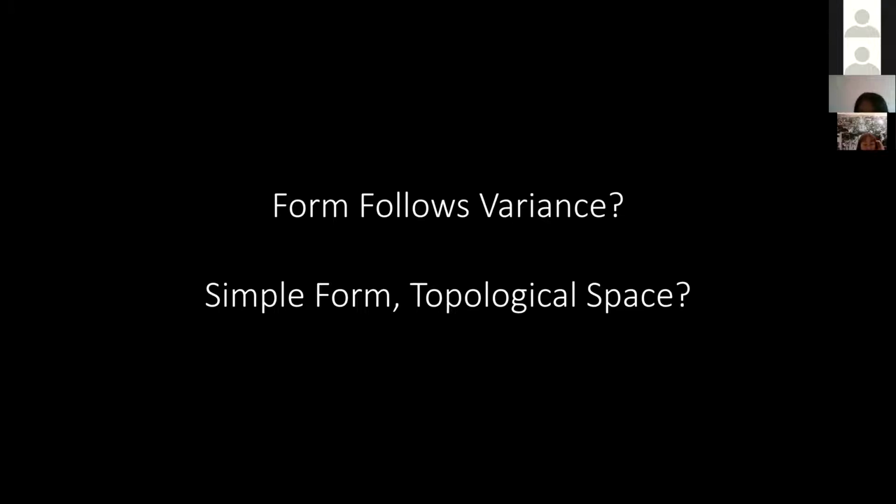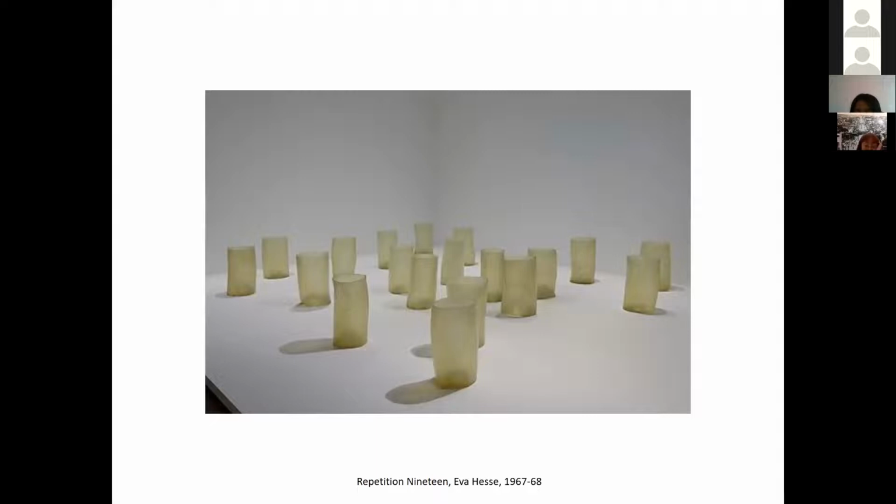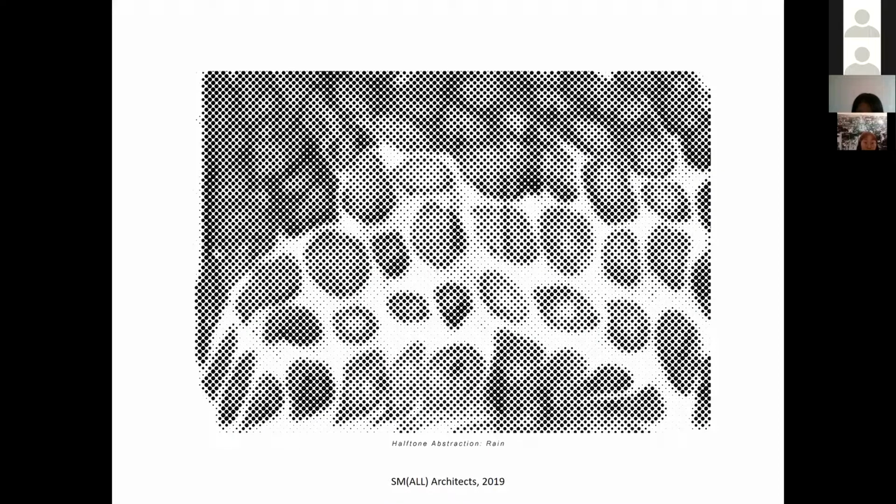So if form doesn't follow function, maybe it's going to follow variance, right? And there's a difference between parametric form and space. And maybe it's trying to create a diversity of environment, like this artwork. So some of the projects that we have started to explore use a very regular system, but try to create a diversity of spaces.